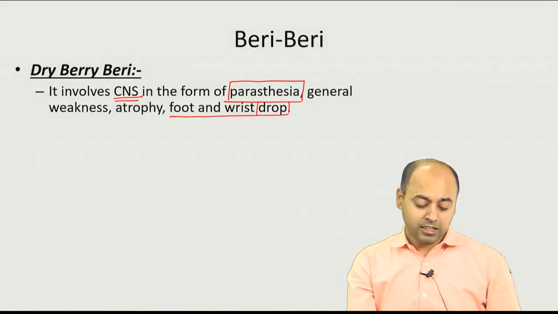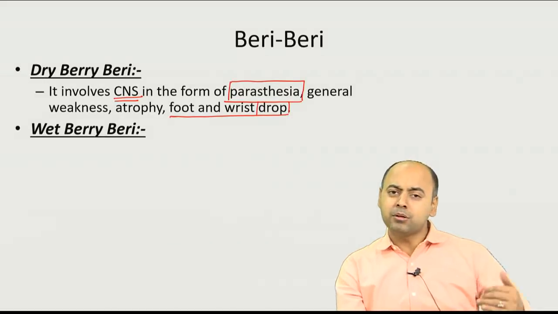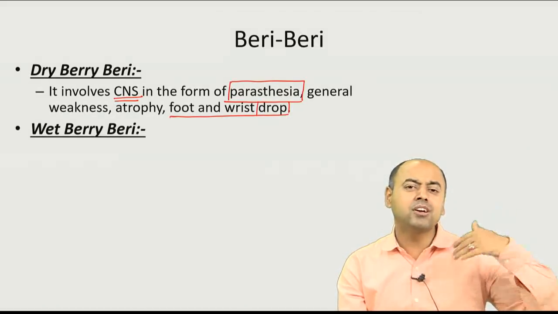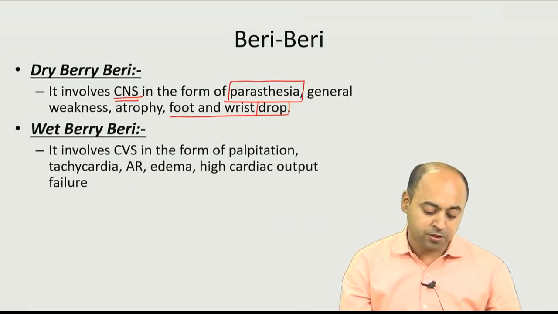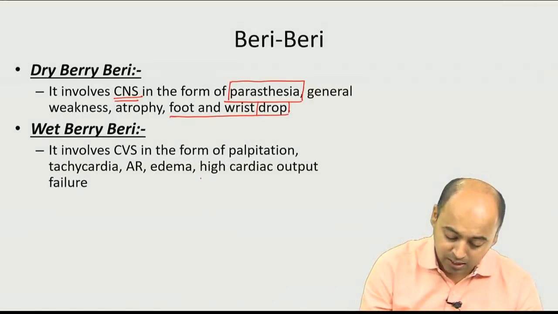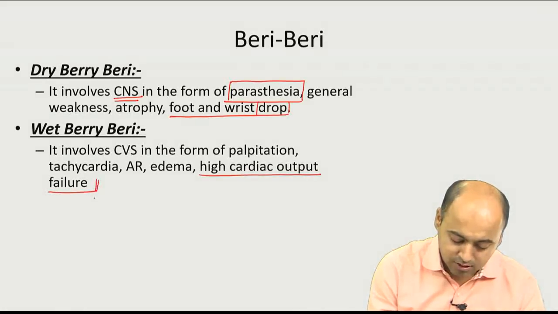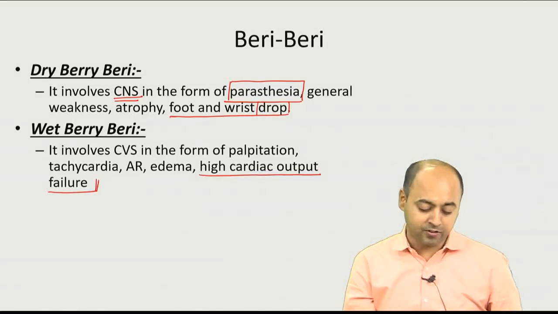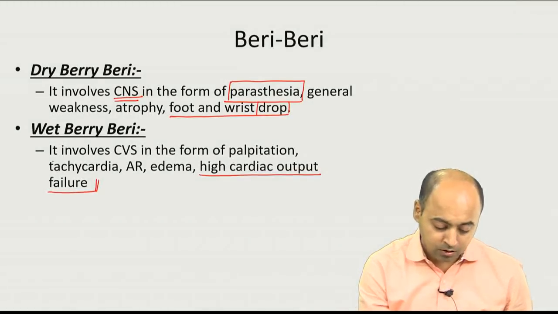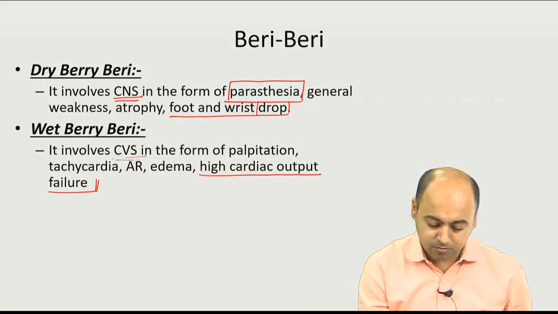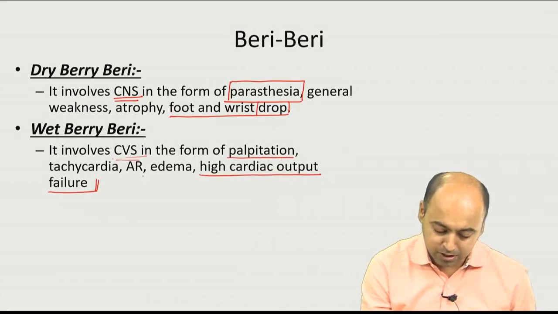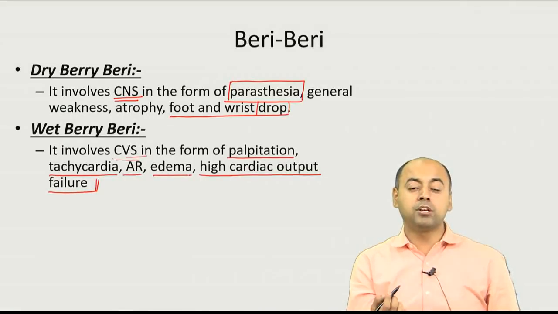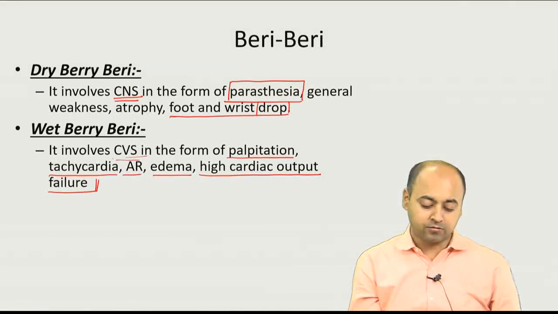That's dry beriberi. Then we have what is known as the wet beriberi. The dry beriberi involves the central nervous system. The wet beriberi involves the cardiovascular system, and the most characteristic finding is high output cardiac failure. Other findings include palpitation, tachycardia, aortic regurgitation and edema. Edema is there because of the heart failure.